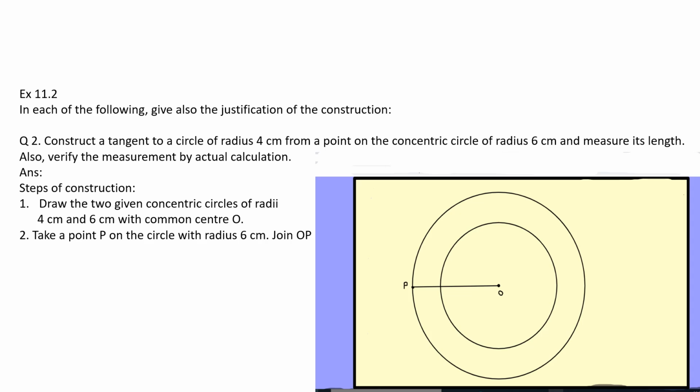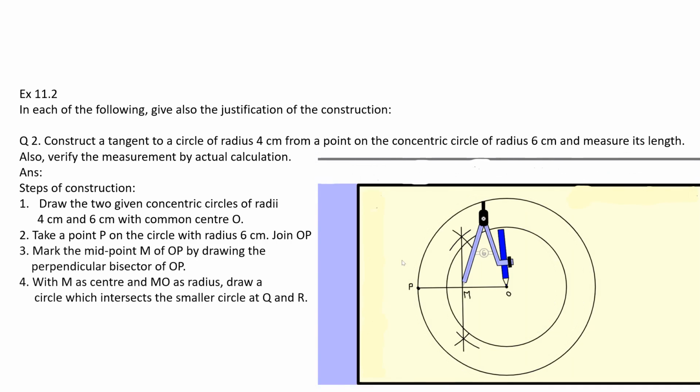Next, you have to take a point P on the bigger circle, that is the circle with radius 6 cm, anywhere on that circle, and you have to join OP. Now what we will do? We have to draw the perpendicular bisector of the line OP as we have done in the earlier problems. Then we join those two lines. That will give you the midpoint as M. That is, the midpoint of OP will be M.